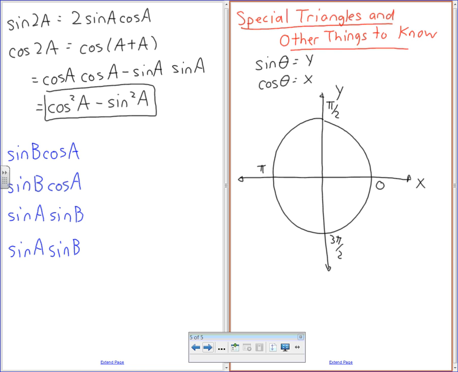Same thing for the x. What's cos of 0 going to be? 1, because your x value here is going to be 1 at 0 degrees. Cos of pi by 2 is going to be 0, right? Cos of pi is going to be -1, and cos of 3 pi by 2. Do you get the logic of how we work our way around the circle to get those? No? Okay. So one shake of the head.